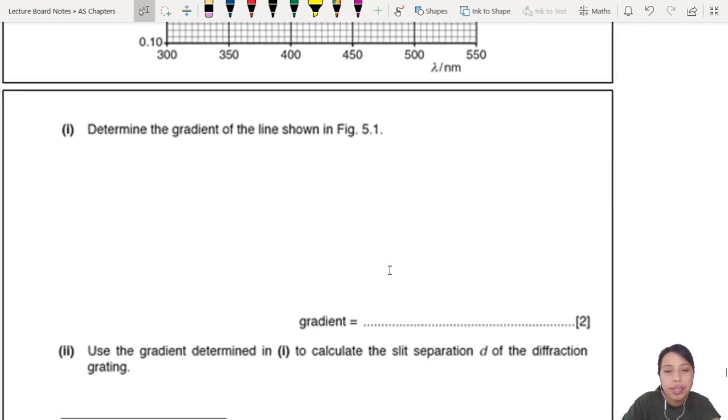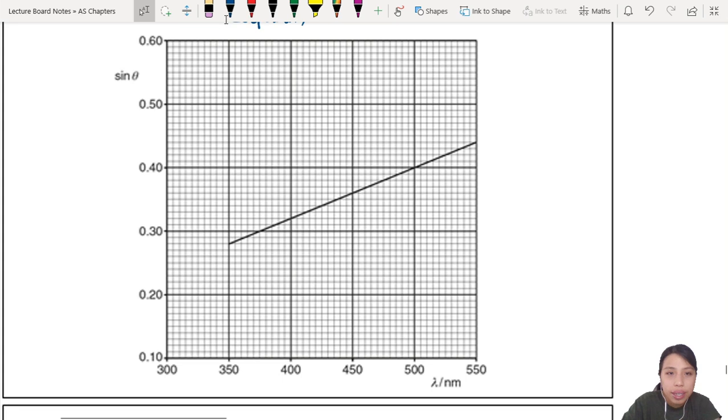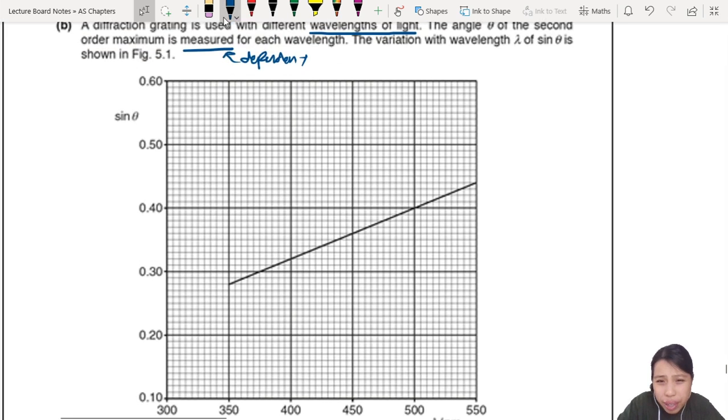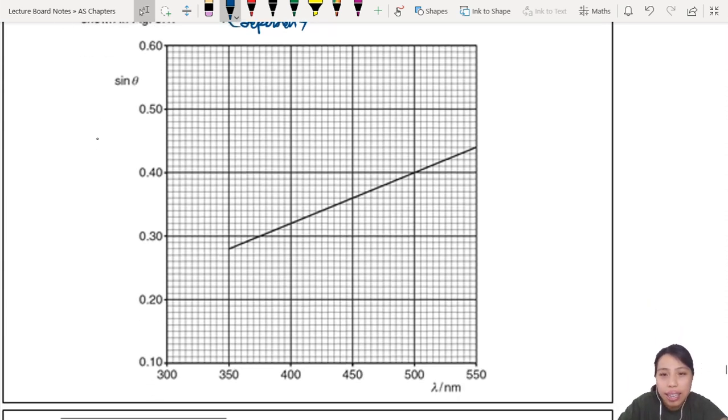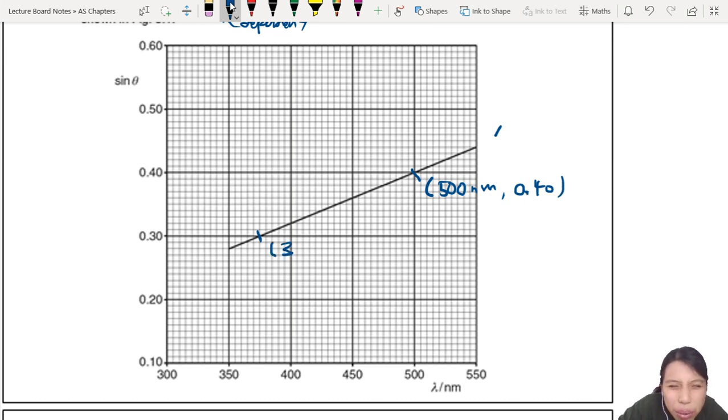Okay, if we go down, determine the gradient of the line. Very nice, gradient, you all know how to find. Choose 2 points somewhere on your line that you like. For me, I like this point. You check the mark scheme, they will choose a different point, that's okay. I like the corner points, crossing very nicely in the corners of boxes. It's just easier to read, you get more accurate readings. So what is this point here? 500 nanometer and 0.4. No unit, sine theta is just a ratio. This one will be 375 nanometer and 0.30. So these are your points that you're going to use to find your gradient.